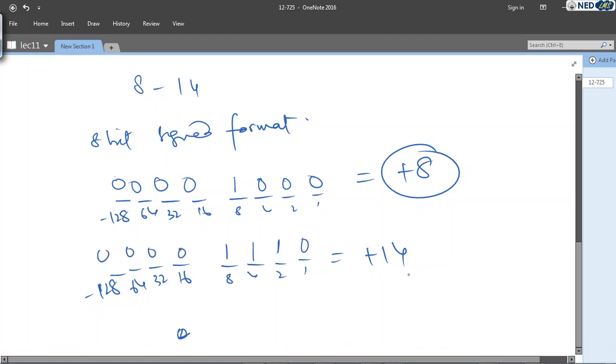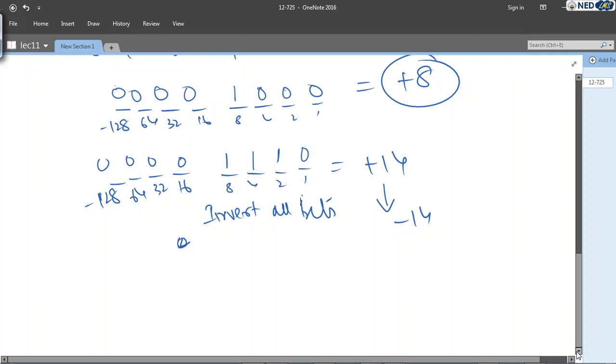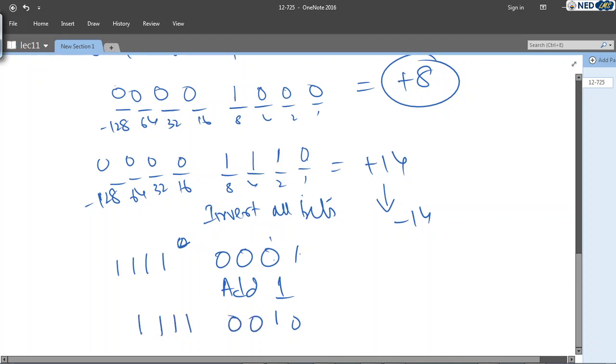To convert plus 14 into minus 14, what I need to do is invert all bits, and then add 1. So first I invert all bits and I get 1 1 1 1 0 0 0 1. 0 becomes 1, 1 becomes 0, and all the zeros become 1. Then I add 1. 1 plus 1 is 0, carry 1, and I get 1 1 1 1 0 0 1 0, and this is equal to minus 14.